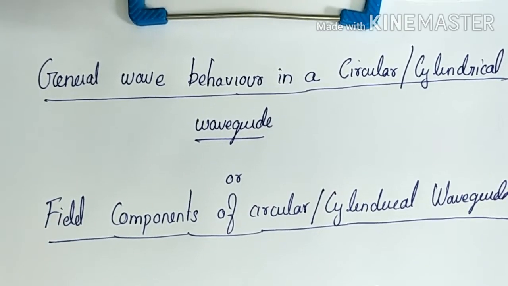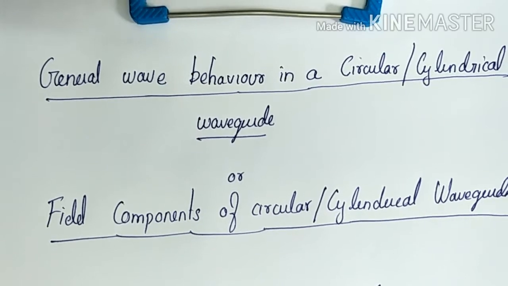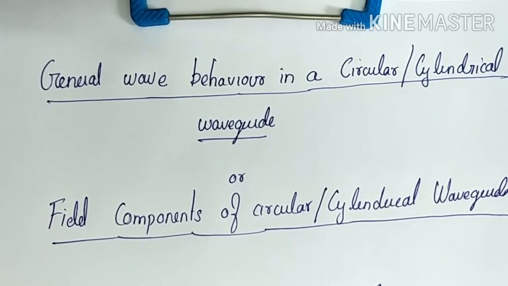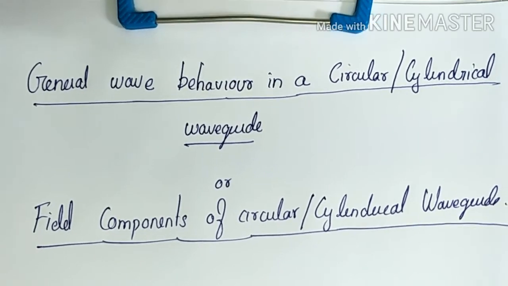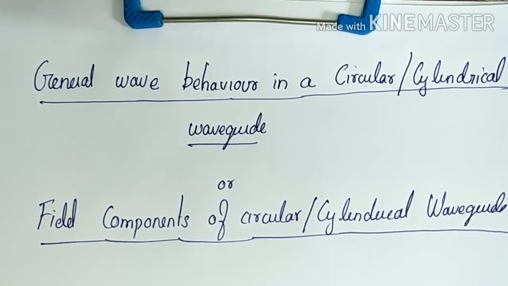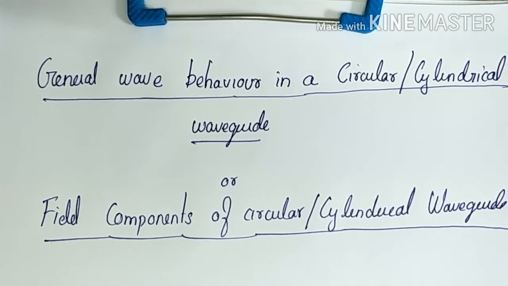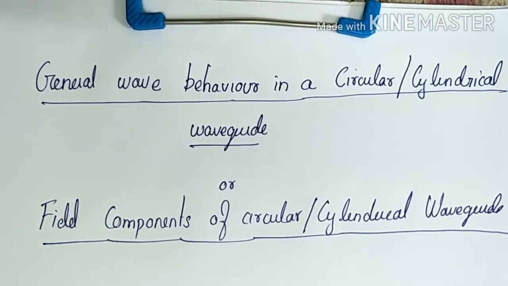Good morning friends. Today we will see about the general wave behavior in a circular or cylindrical waveguide, and the field components of the circular or cylindrical waveguide. In our previous classes, we have seen about rectangular waveguide and parallel plate waveguide.